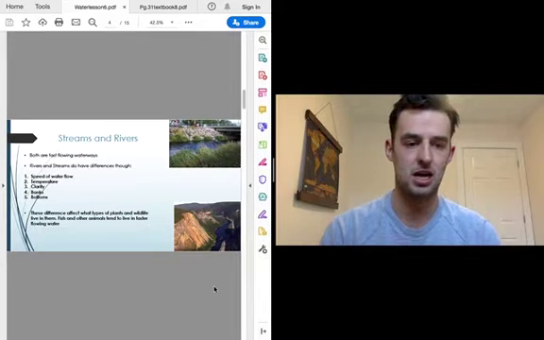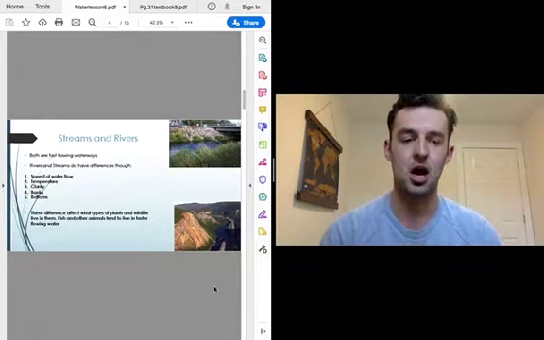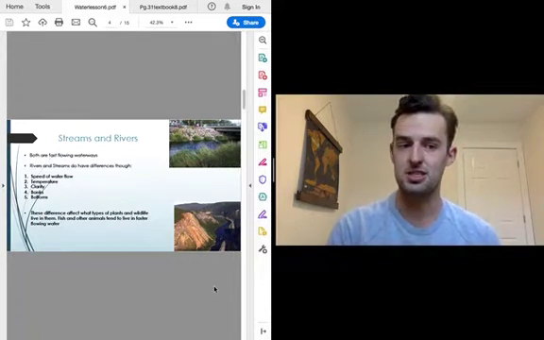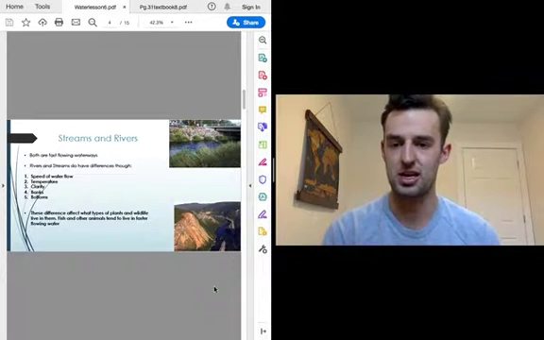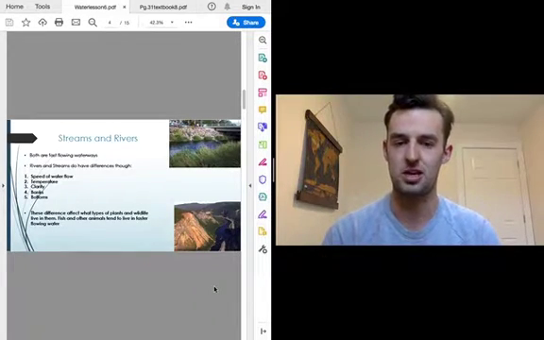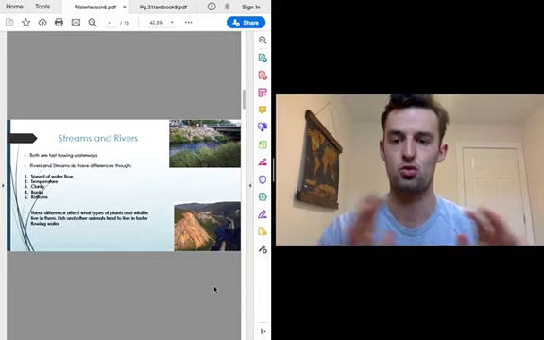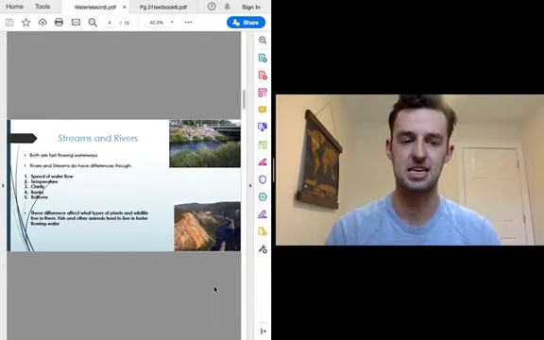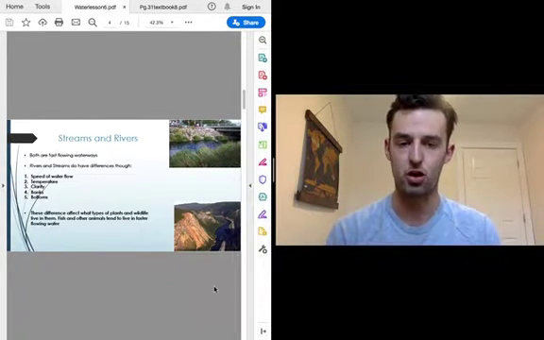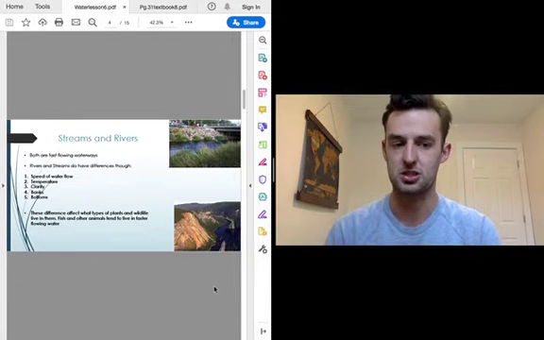Streams and rivers just gives you some information, but I will highlight the differences between rivers and streams, even though they are very similar. These are the differences that separate them into their two categories. So that's the speed of the water flow. Rivers flow much faster than streams.